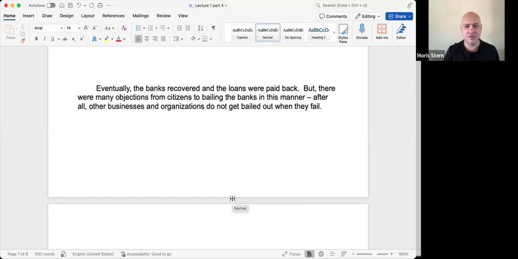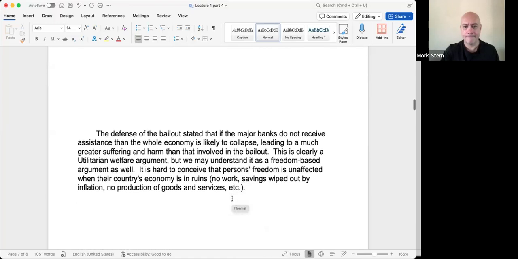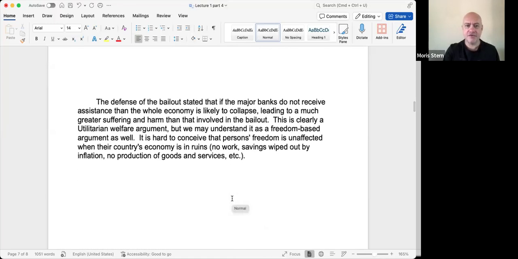But there were many objections from citizens to bailing the banks out in this manner. After all, other businesses and organizations do not get bailed out when they fail. The defense of the bailout stated that if the major banks do not receive assistance, then the whole economy is likely to collapse, leading to much greater suffering and harm than that involved in the bailout.